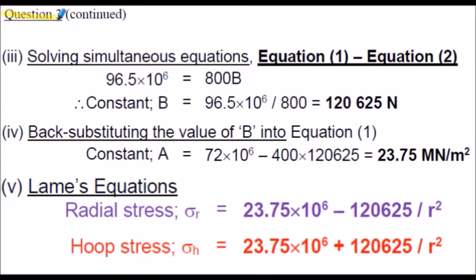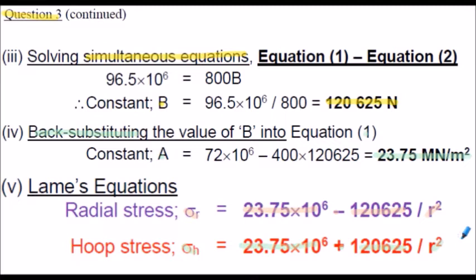Question 3, solution continued. Again, solving the simultaneous equations as before. Constant B in this case evaluates to 120,625 newtons. Back substituting that into, in this case, equation 1, constant A evaluates to 23.75 meganewtons per meter squared. So that allows us to generate the radial stress equation. That's A minus B divided by R squared. And of course the hoop stress equation, that's A plus B divided by R squared.